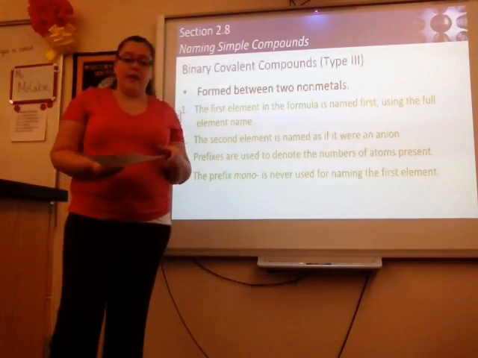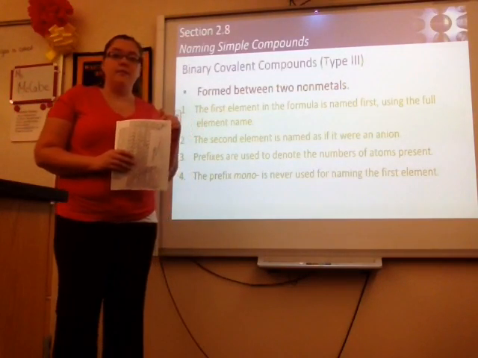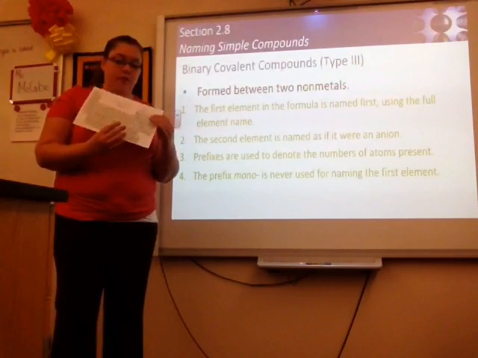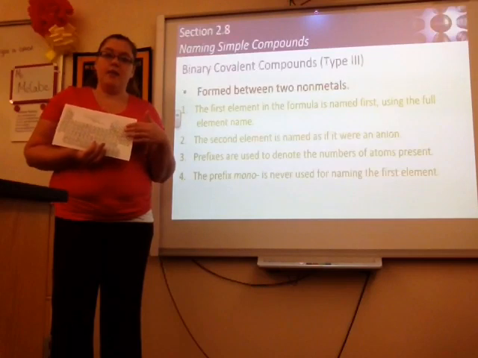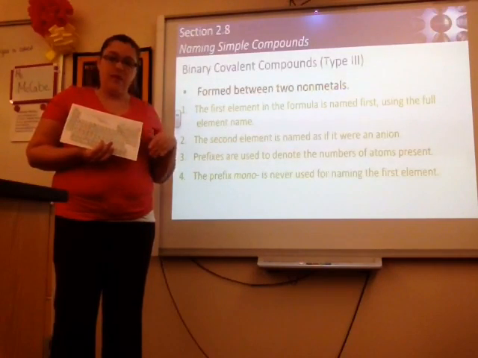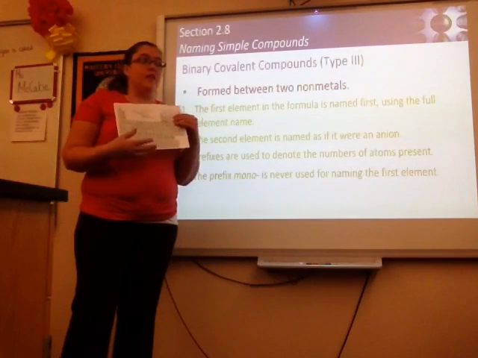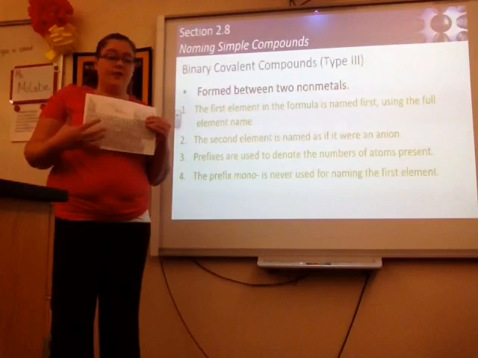Now we're on to binary covalent compounds, type 3. At this point, it's formed between 2 nonmetals. So this is where you come to the very right side of your periodic table. Any 2 of these elements could combine in this section. And in this case, you're using prefixes, so you have to know your prefixes.